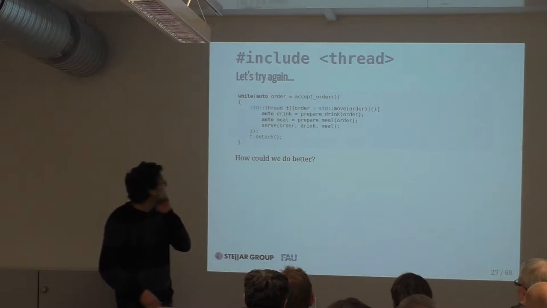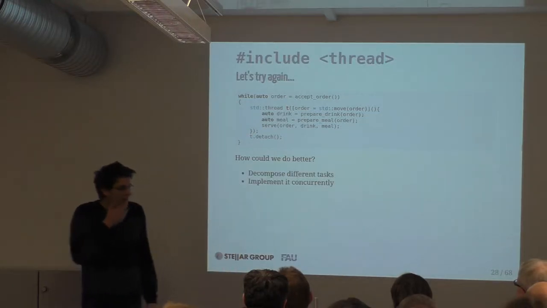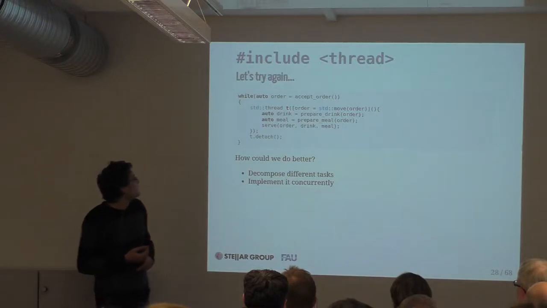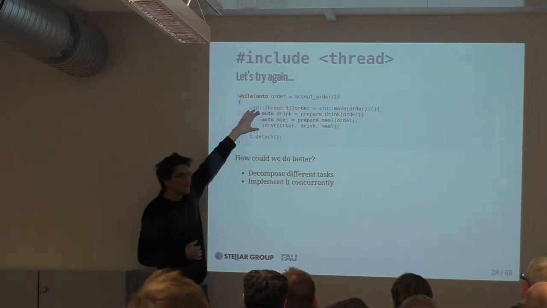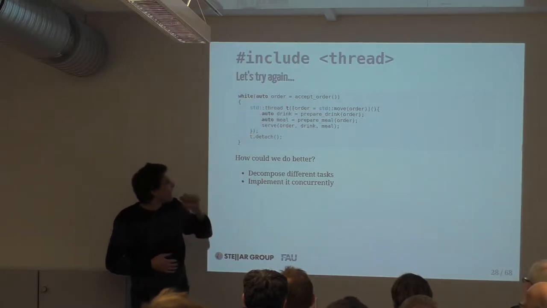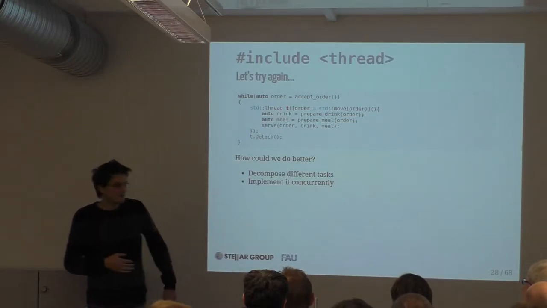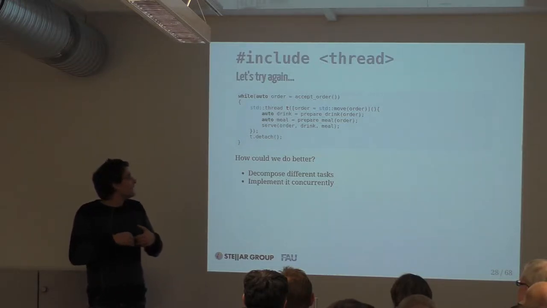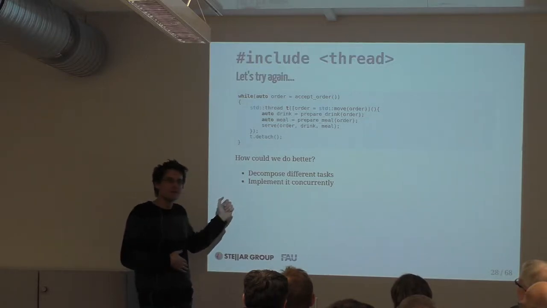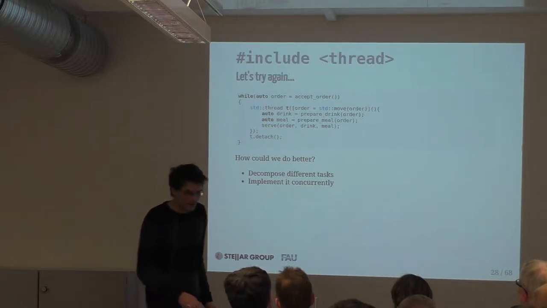So how could we do better? I'd claim that we could do better if we decompose the problem. So we have this more or less atomic block that serves the order. And if we decompose it into different tasks, we would implement it in a not parallel, but concurrent kind of fashion, which might or might not help.